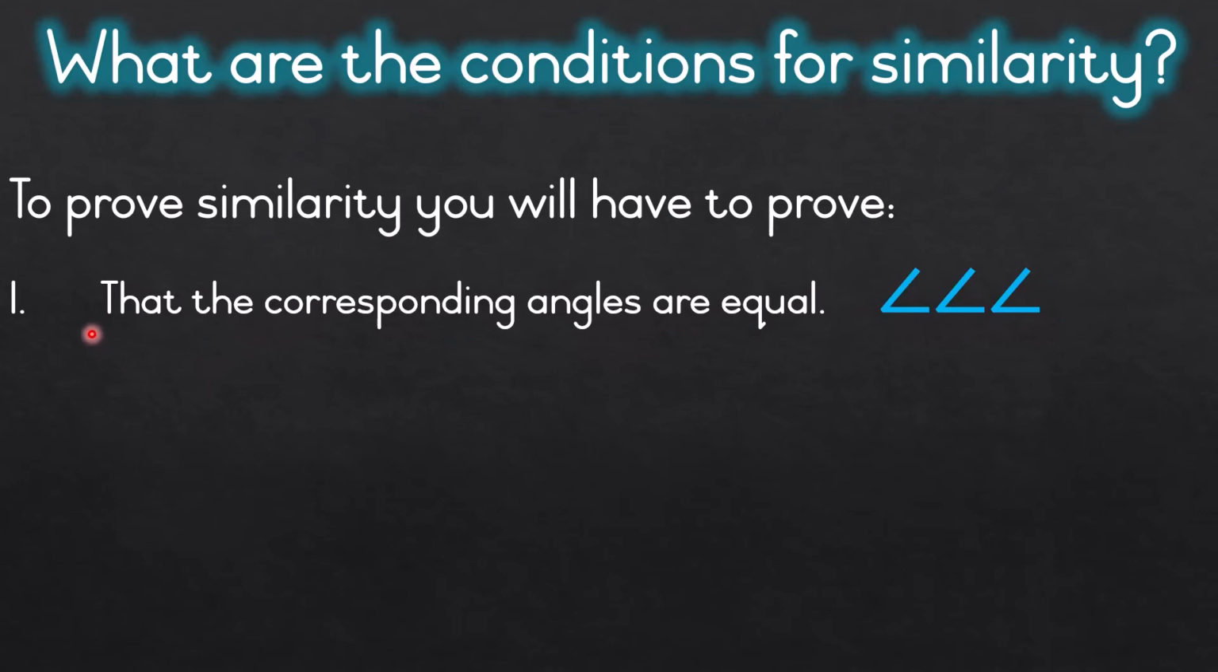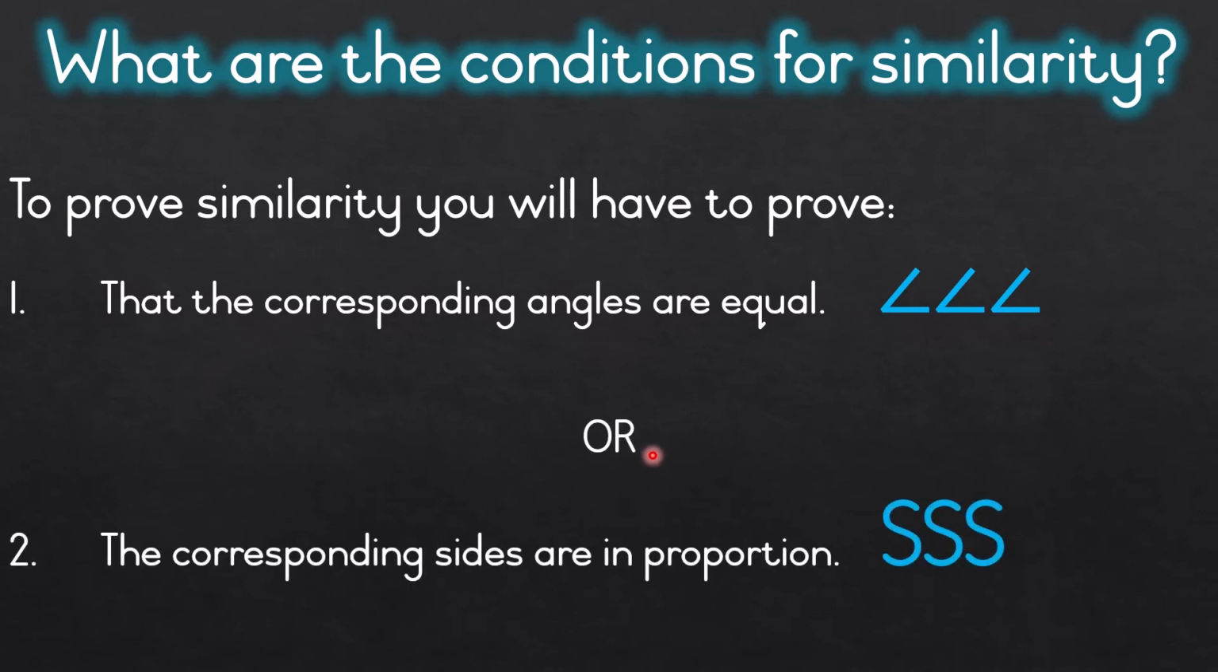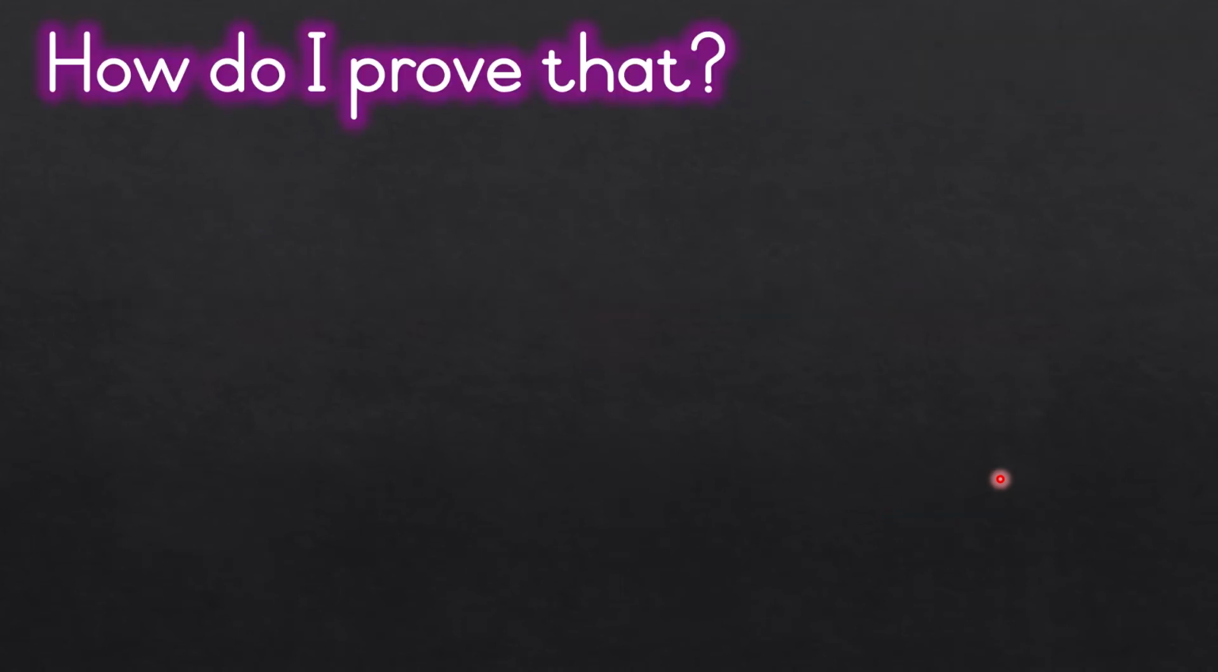The next one, you can prove that corresponding sides are in proportion to each other. So you have to prove that side 1 in one triangle and side 1 in the next triangle are in proportion. Same for the second side and same for the third side. You have to prove that there's a corresponding side in each triangle that are in proportion to each other.